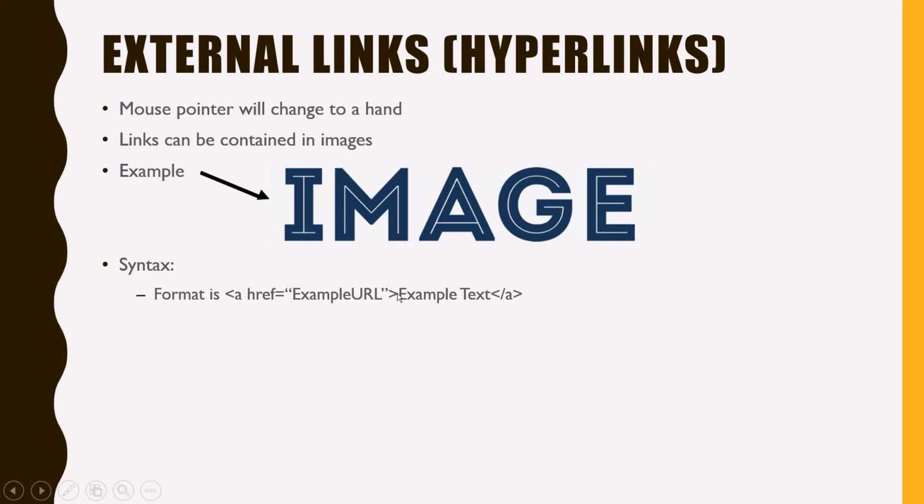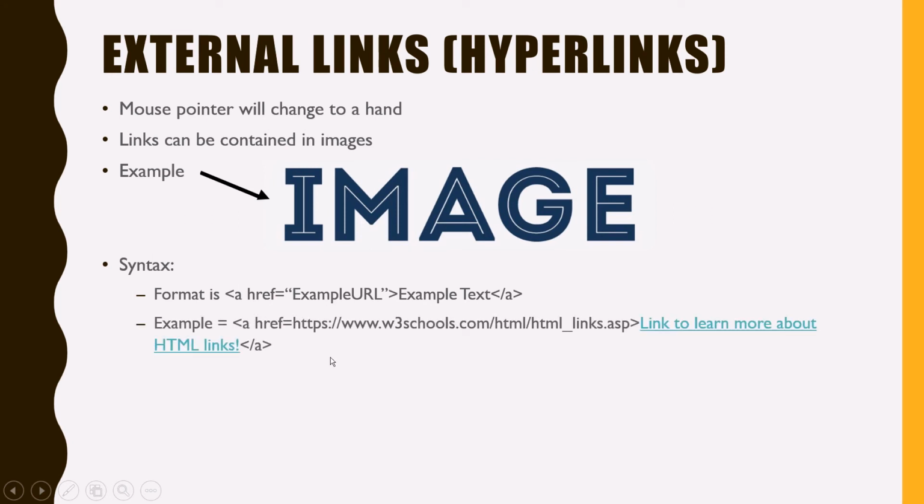Then after the opening tag, you have the text that you want the link to be linked to. Then you would have the closing tag. An example of that is exactly like the one we have here in the image. You'll have the reference, which will refer you to this website, and then we have the link text, which I just have as link to learn more about HTML links. Then you have the closing tag. When you click on the image or the text, it'll take you to the link.